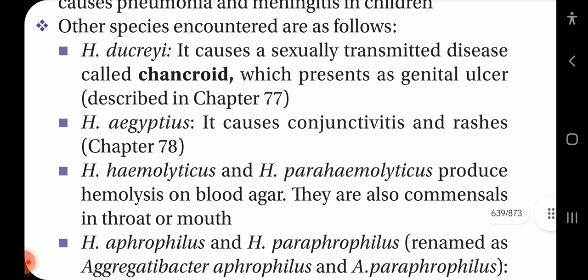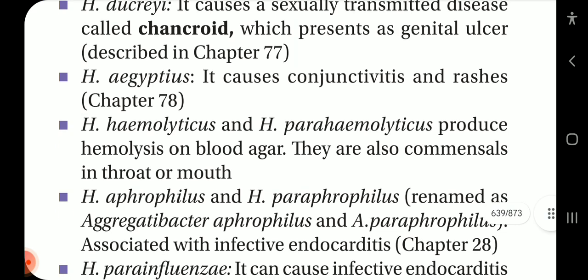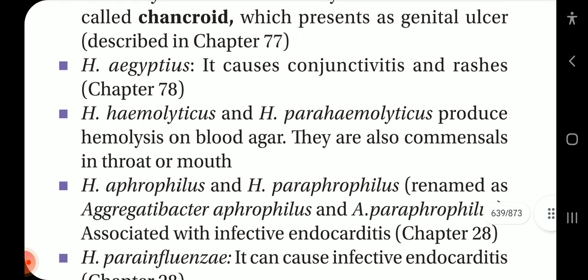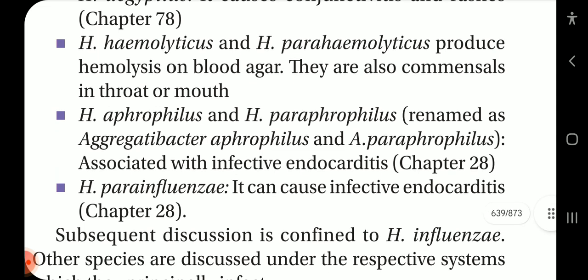Other species encountered are H. aphrophilus, H. ducreyi, which causes a sexually transmitted disease called chancroid, which presents as a genital ulcer. Haemophilus aegyptius causes conjunctivitis and rashes. Haemophilus haemolyticus and Haemophilus parahaemolyticus produce hemolysis on blood agar. They are also commensals in the throat or mouth.